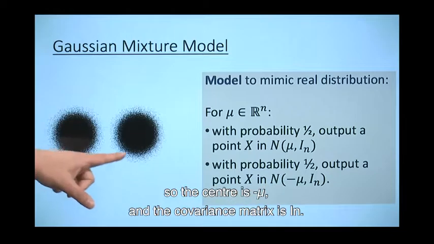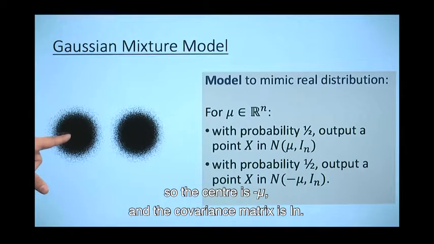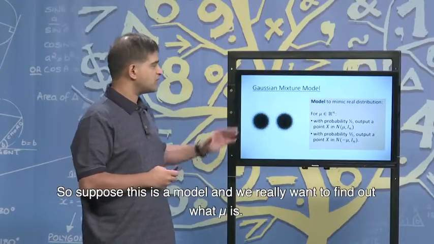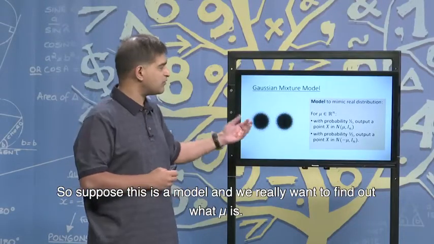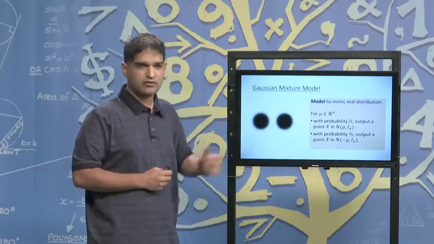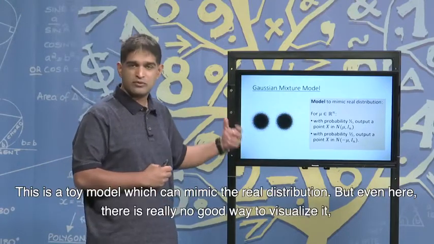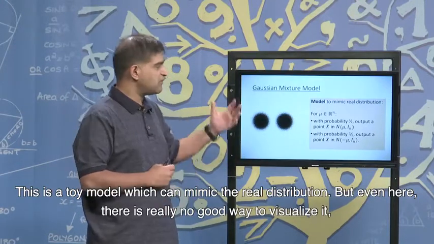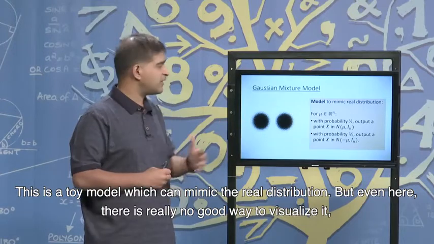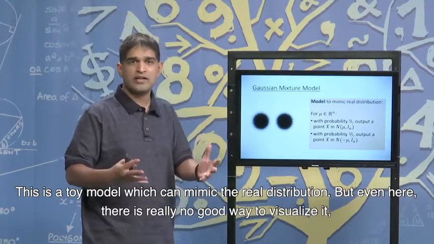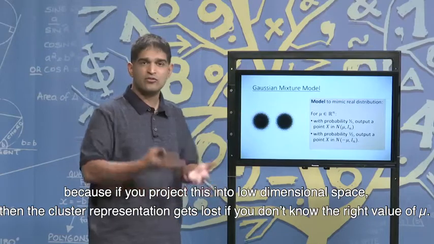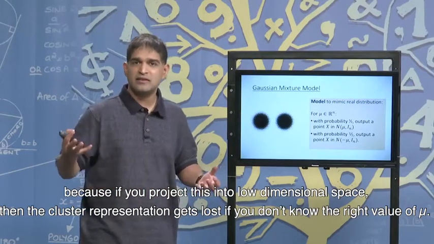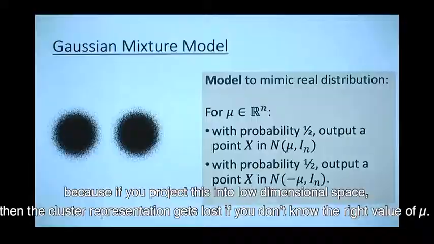With probability half its center is minus mu, and the covariance matrix is I_n. So suppose this is the model and we really want to find out what mu is. This is a toy model which can mimic the real distribution, but even here in high dimensions there is really no good way to visualize it, because if you project this into low dimensional space, the cluster representation gets lost if you do not know the right value of mu.